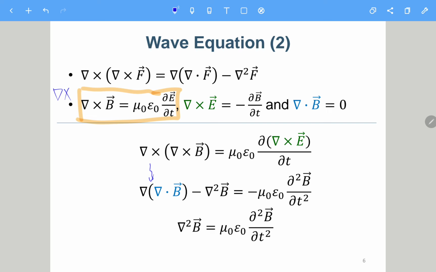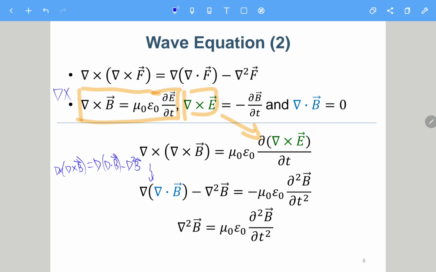And here we also have curl of curl of B equals gradient of divergence of B minus Laplacian of B. So this is the left side: a gradient of divergence of B minus Laplacian of B. And on the right side we can just plug in this one right here. So we have a negative partial B partial t. This negative sign can be pulled out. We have negative mu naught epsilon naught, and then originally we have a partial B partial t, and then another partial t. So we have a second partial derivative of the B field with respect to time.